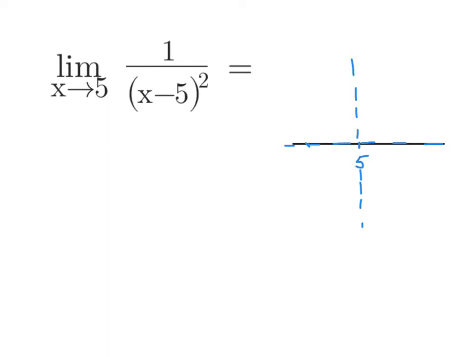But now when we go through testing some points, if I pick something smaller than 5, like 0, 1 is going to always be positive. 0 minus 5 is negative, but we're squaring it. So this thing will always be positive. As we pass over 5, then the factor x minus 5 becomes positive, but we're squaring it, so it stays positive. And so we have a sine chart that looks like it's positive everywhere that the function is defined.